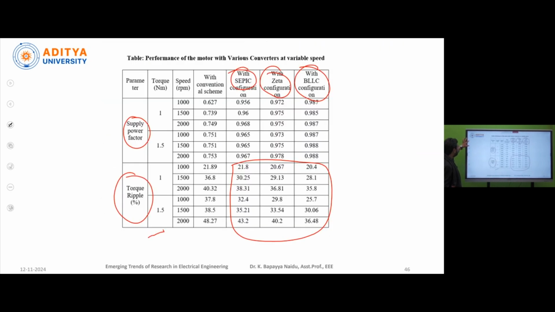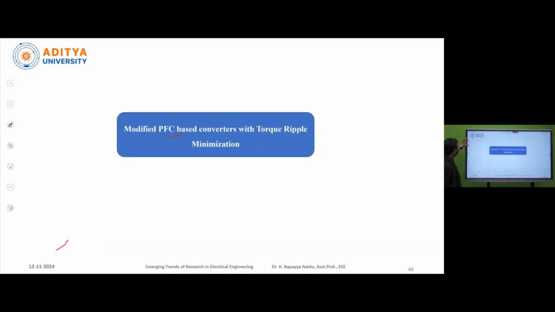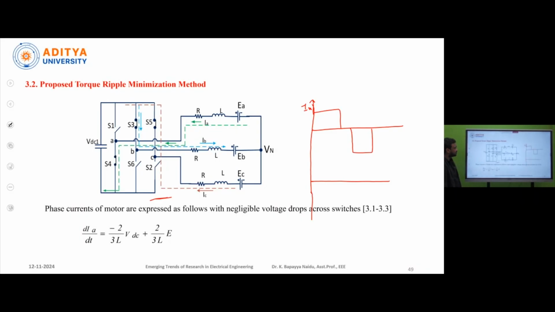For this, we already know these equations. dia/dt equals minus 2/(3L) VDC plus 2/(3L) times E.